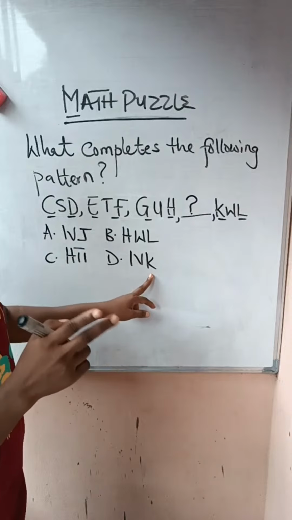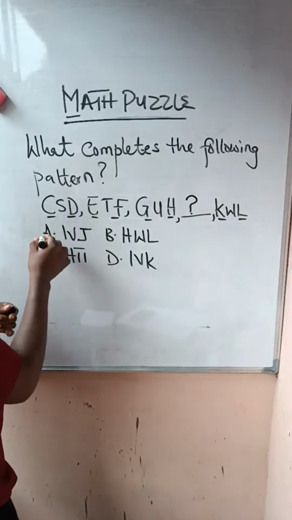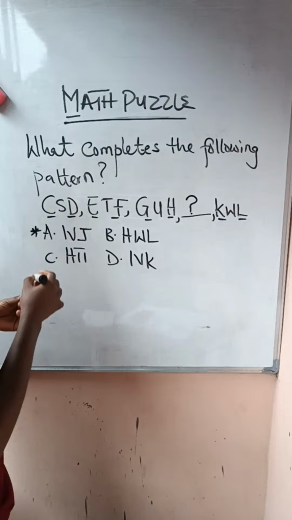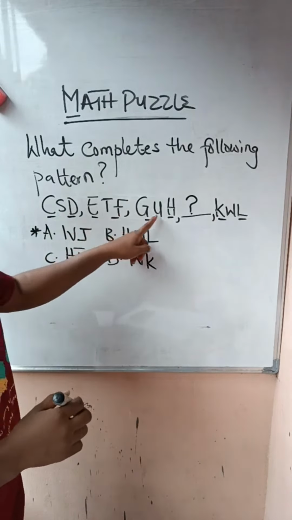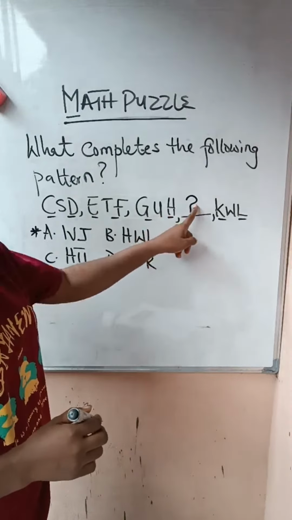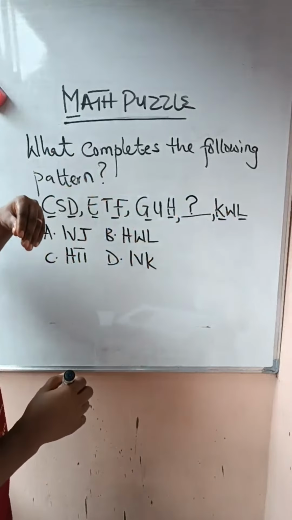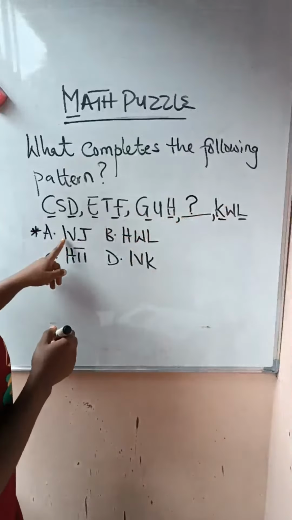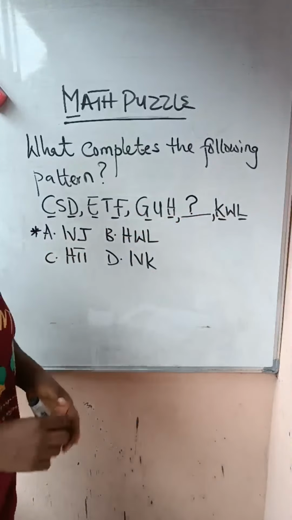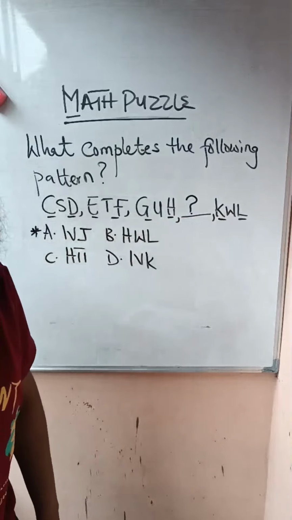IK, IJK does not rhyme as well. So even with that, this is the answer. But let's try to decipher the remaining one. We have STU. You can see VW. That is the middle letter. STUVW. So that is why this is IVJ. That is option A.